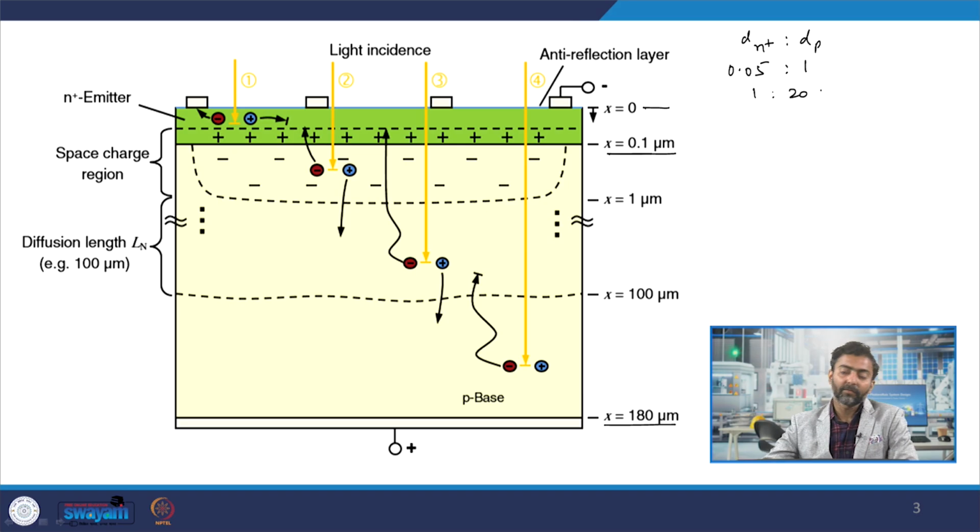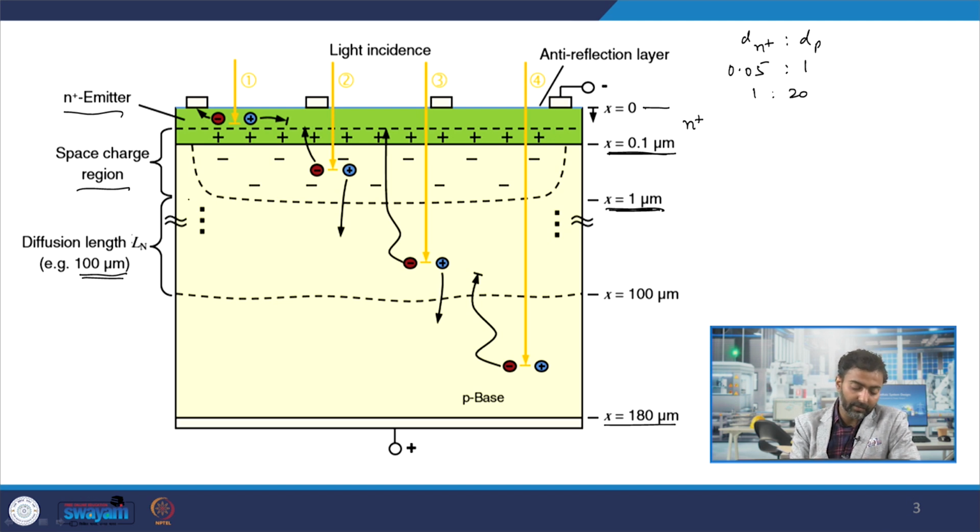So, depending upon that relative concentration, you can work out the depths, but the idea is that always the heavily doped side, n plus in this case, would be of a much lesser thickness. So, you have some depth up to which you have the emitter, then there is another depth, in this case up to x equal to 1 micrometer, till where you have the space charge region. And then, as you can see on the left hand side, the nomenclature is given: you have the n plus emitter, the space charge region, and then we are considering one diffusion length below the space charge region. Typical values of your diffusion length are of the order of 100 micrometers. Now, this is also important, we will see why it is important, but for now let us understand the nomenclature.